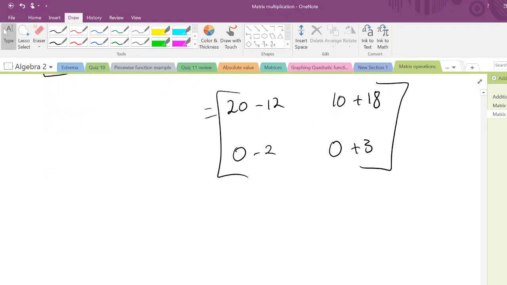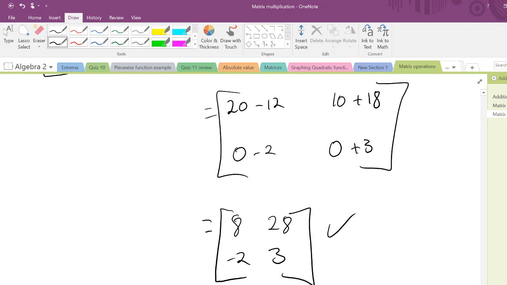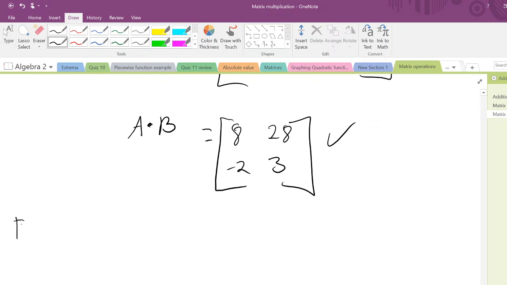Alright, so now I just simplify it even more. And I'm left with 8, 28, negative 2, and 3. And this is your answer. So A times B is equal to that. Now, since you saw that it's not possible earlier, let's see what happens when you find B times A.